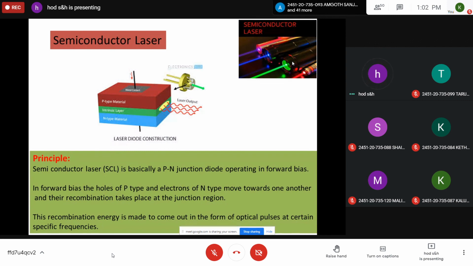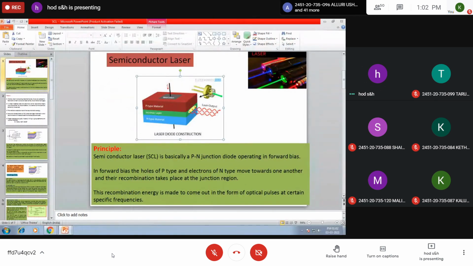Yes. Anyone else? So I think in this sense, the semiconducting laser chapter is completed.